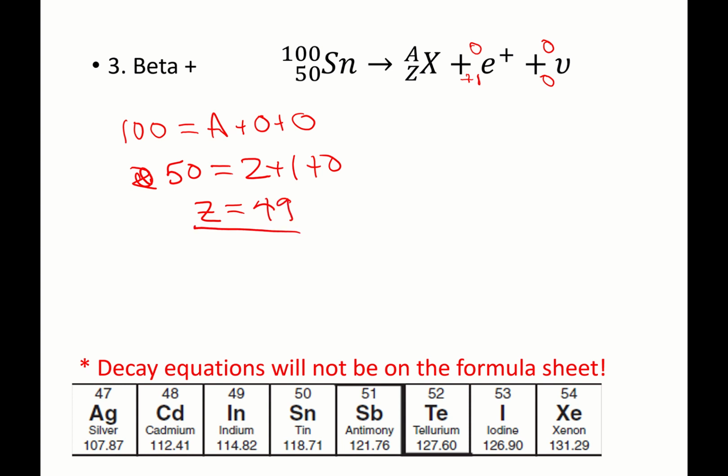For beta minus decay, I step up 1 spot in the periodic table. All right, so for beta plus decay, I step down 1 spot. So I started with tin, I can move down to indium. So I've got indium-49 with 100 nucleons is going to be what my daughter particle is. Remember, for the exam, these decay equations won't be on the formula sheet, so you need to memorize them.